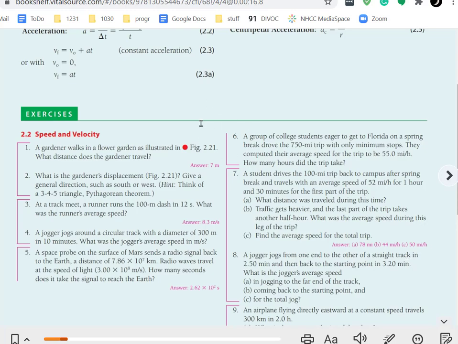As an example, I'll do number 6 here. A group of college students eager to get to Florida on a spring break drove the 750-mile trip with only minimal stops. They computed their average speed for the trip to be 55 miles per hour. How many hours did the trip take?